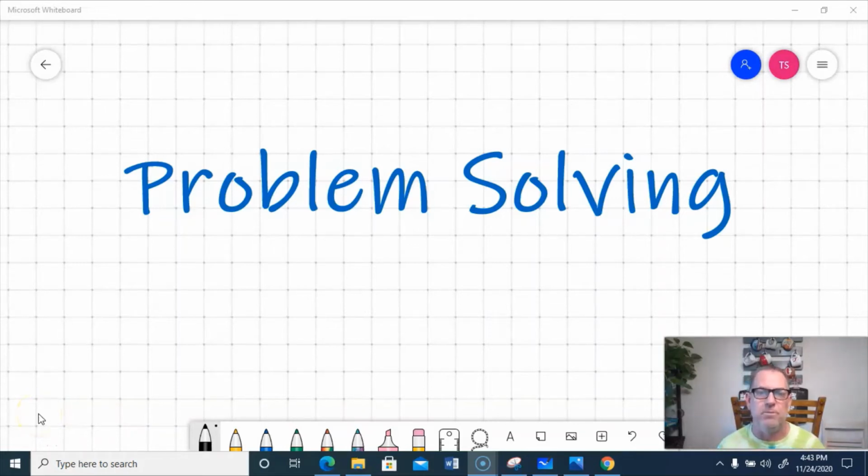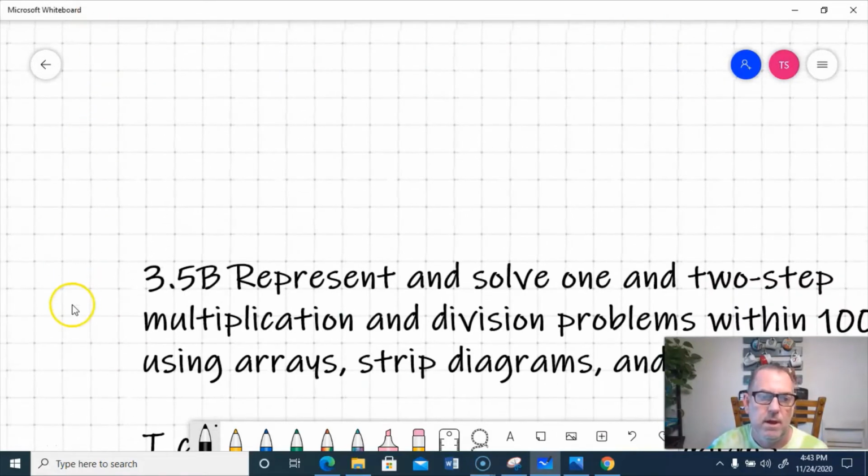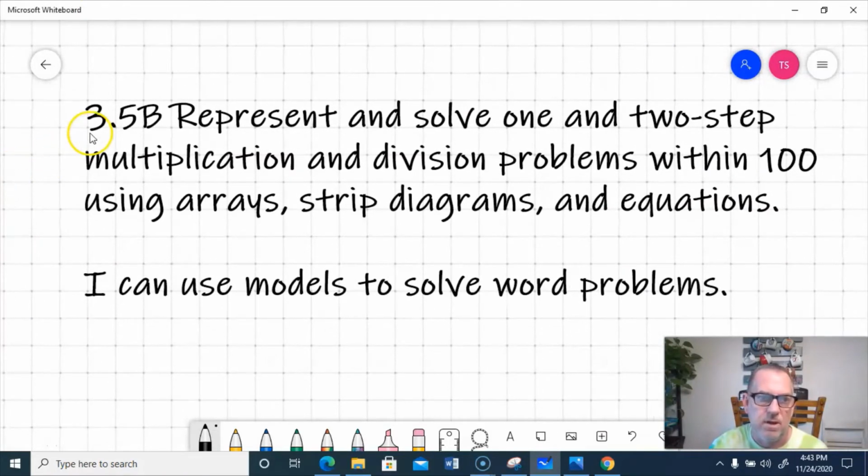We're going to do some problem solving today. Let's go ahead and look at our lesson objective. Our lesson objective today is 3.5B. That's to represent and solve 1 and 2 step multiplication and division problems within 100 using arrays, strip diagrams, and equations. What we want to be able to do by the end of the lesson is I can use models to solve word problems.